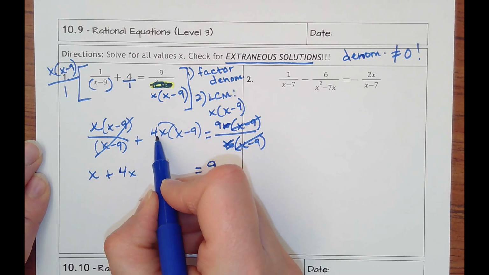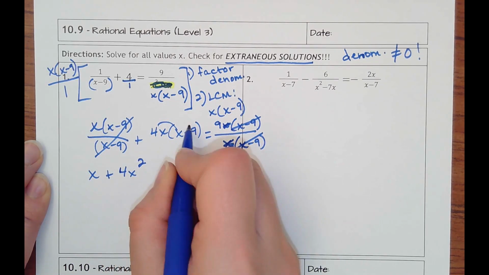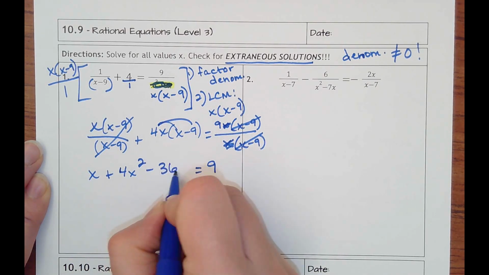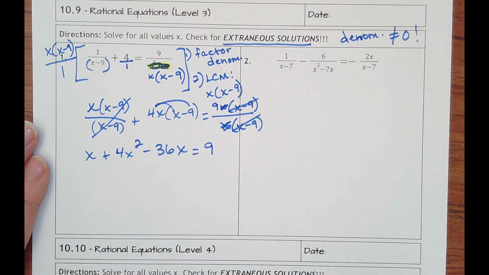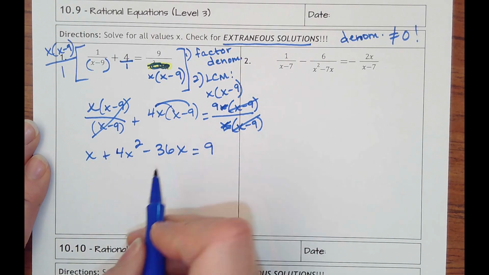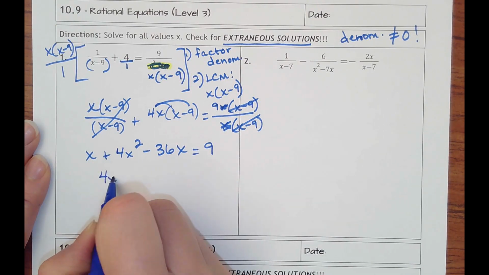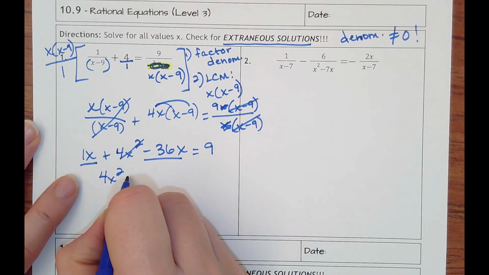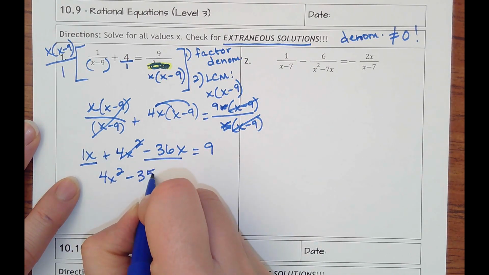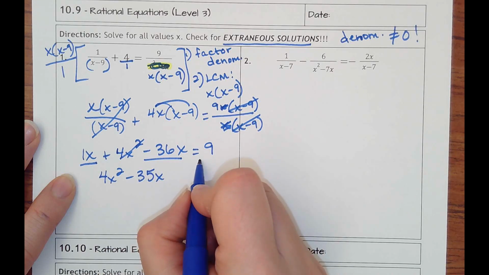And then distribute. 4x times x is 4x squared. 4x times negative 9 is negative 36x. And that's the only thing different. From here it's the same. We've got a quadratic. So we've got 4x squared. We've got to combine our 1x minus 36x, which would be negative 35x. And then subtract the 9 over.